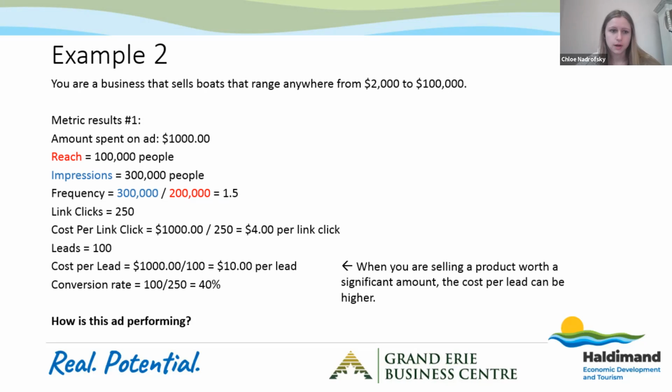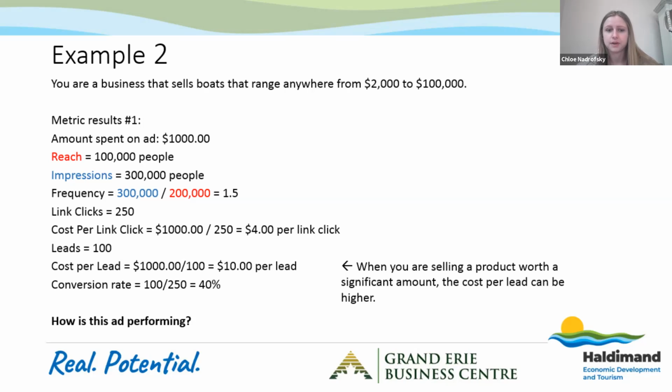The link clicks are 250. So cost per link click is $4 per click. Your leads are 100, and your cost per lead is then $1,000 spent on the ad divided by the 100 leads that you got. So it's $10 per lead. Like I mentioned before, when you're selling a product worth a significant amount, the cost per lead can be higher and still worth it. It just depends on what your customers are buying.